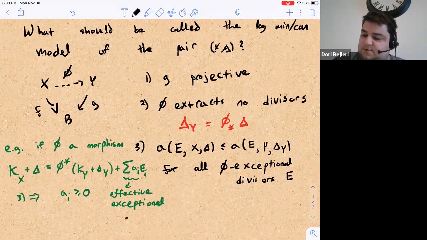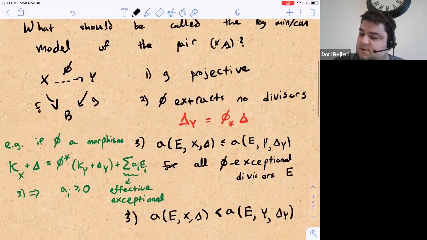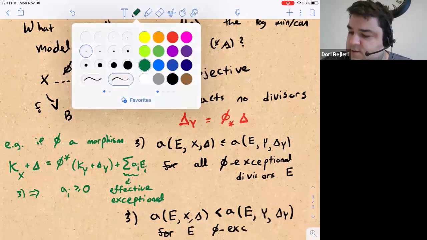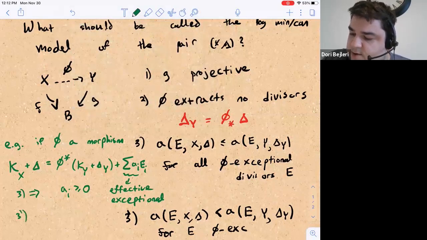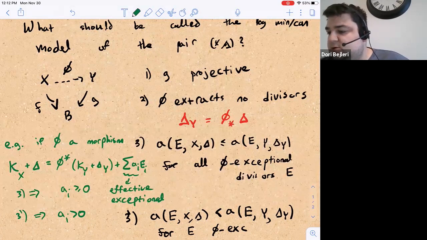And so we can hope for something even better. We can hope for condition 3 prime, which is that we want our models to actually satisfy that a(E, X, delta) is strictly less than a(E, Y, delta_Y), again for E phi-exceptional. Okay, so this condition 3 prime, in the case where phi is a morphism, is saying that we actually have some wiggle room there. We really have some divisors appearing.